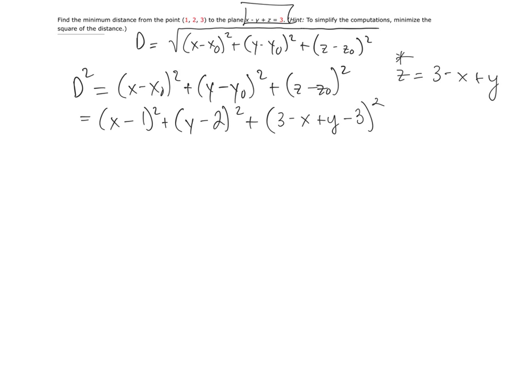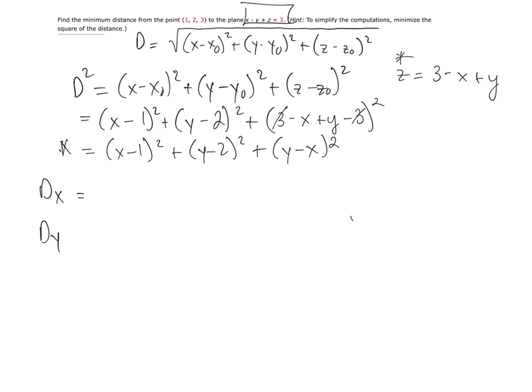So now you can go ahead and simplify these equations for the z. So the 3's cancel out, so you would have (y - x)^2. So you can find the partial with respect to x and the partial with respect to y from the original equation that we just got.